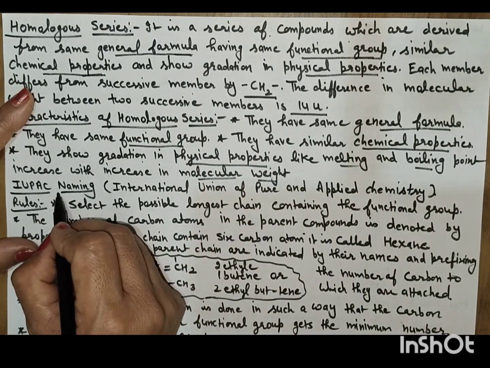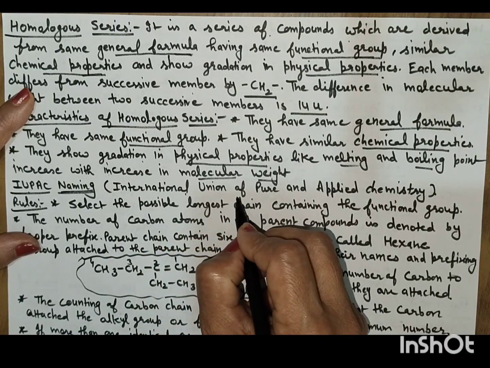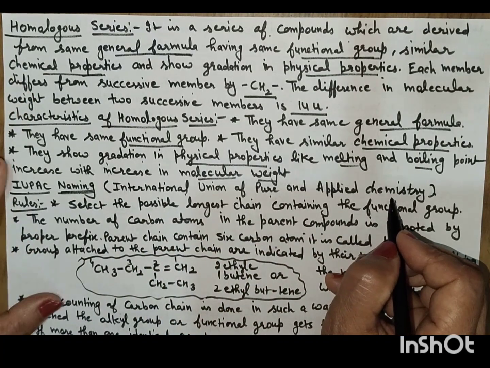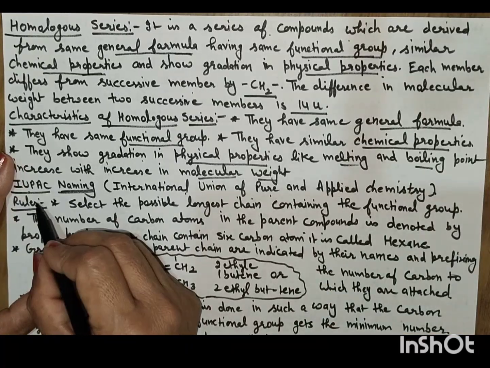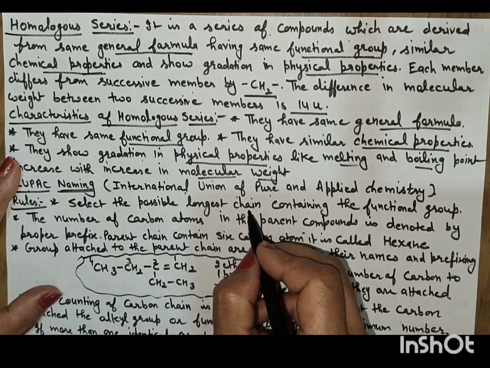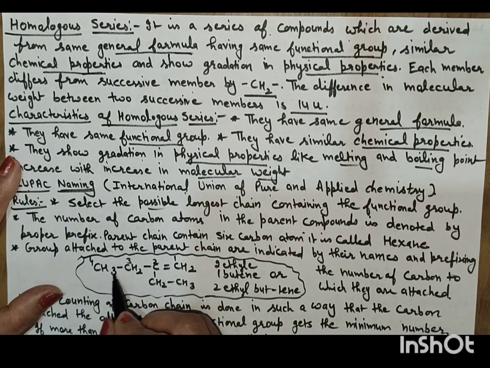Now IUPAC naming. IUPAC full form is International Union of Pure and Applied Chemistry. Now what are the rules for IUPAC naming? The rules are: first, select the longest possible chain.